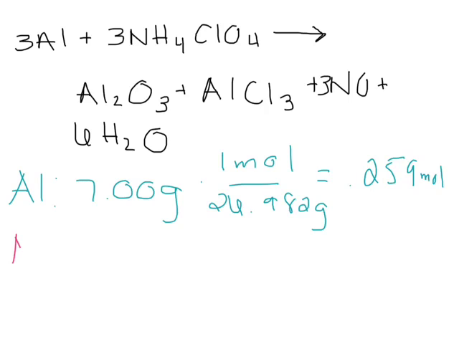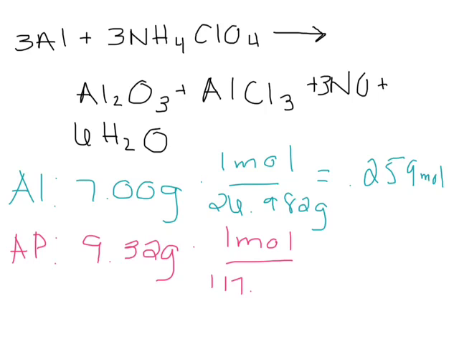So now we need to find how many moles of ammonium perchlorate there are. I'm just going to write AP. The problem states that there are 9.32 grams in the mixture, and we need to multiply that by 1 mole over 117.488 grams, which is the molar mass, and that equals 0.0793 moles.